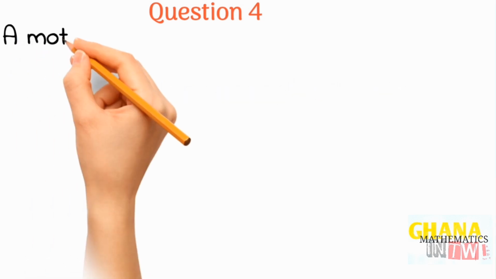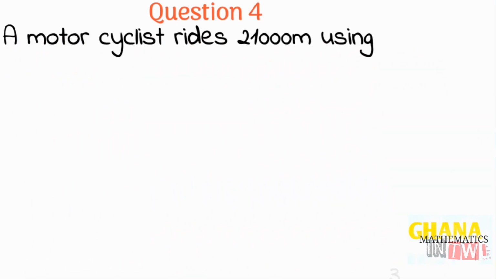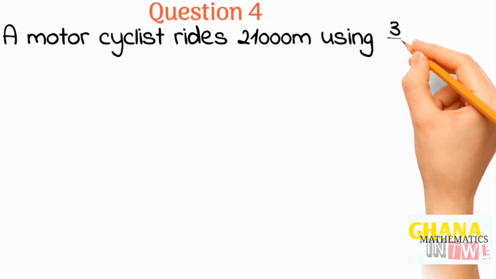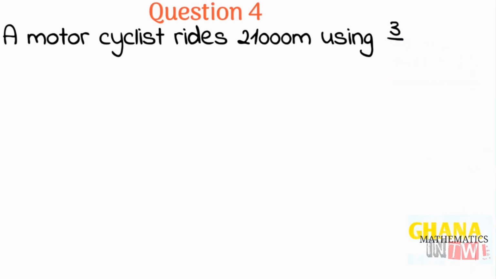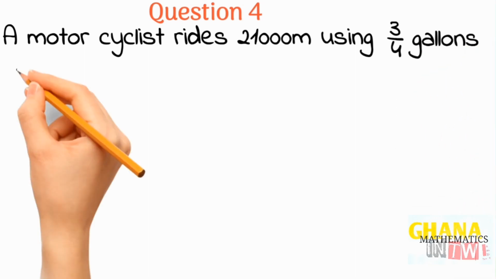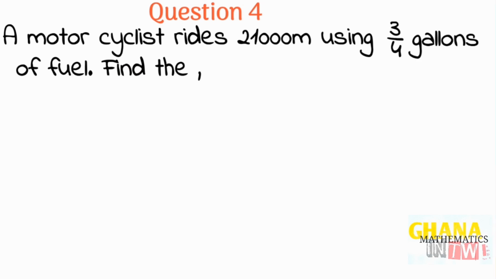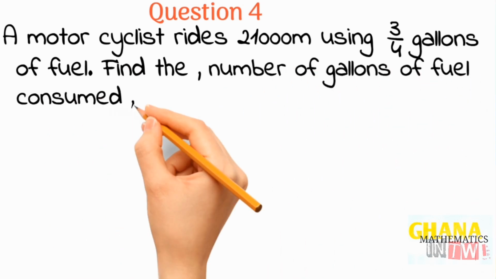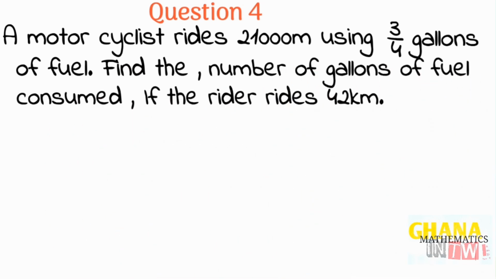So let's do some example of it, and this will be the last example. Question number 4. A motorcyclist rides 21,000 meters using 3/4 gallons of fuel. So a motor driver's journey, the distance this cyclist covers, is 21,000 meters, but this cyclist has to use 3/4 gallons of fuel. So we have to find the number of gallons of fuel consumed if the rider rides 42 kilometers.